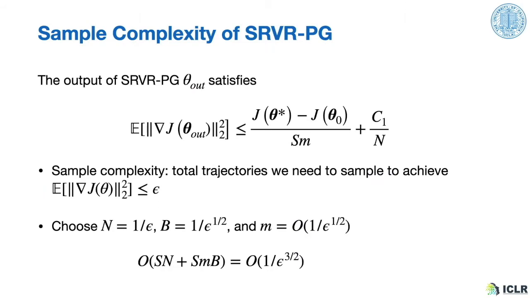We proved the convergence of our proposed algorithm and show that in order to achieve epsilon accuracy, the sample complexity of SR-VRPG is in the order of 1 over epsilon to the power of 3 divided by 2.